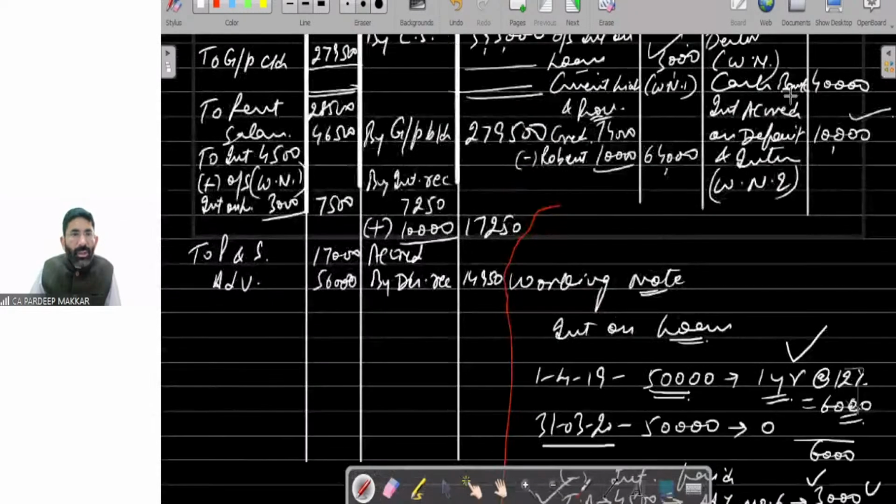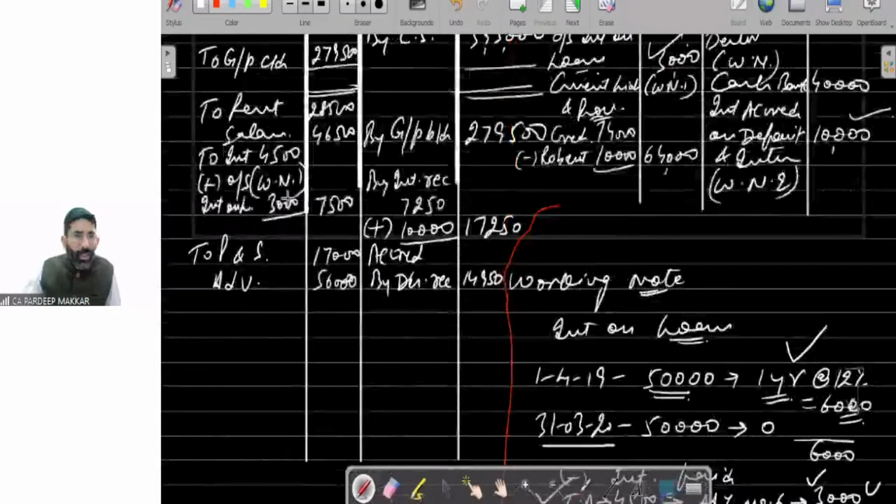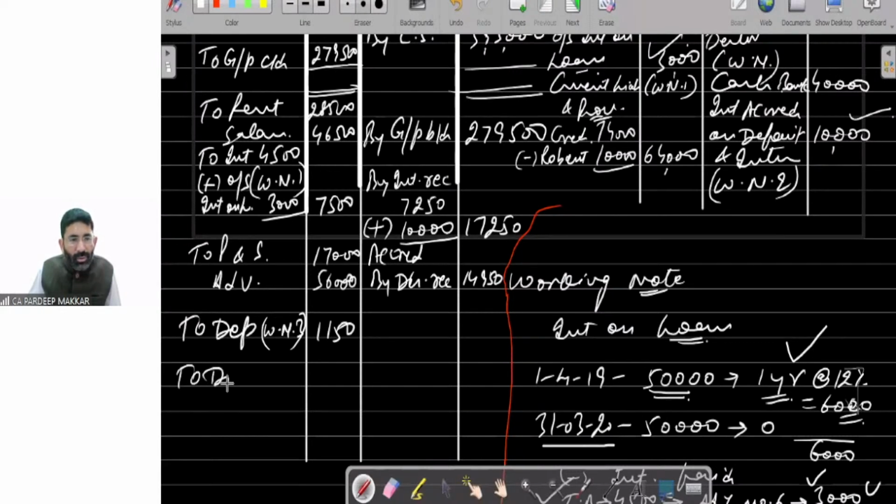So discount allowed, depreciation is there. So how much is the depreciation beta? See it. Depreciation is 1150. So that will be entered here, depreciation on furniture 1150. This is working note number 3. Then discount allowed will be entered 37700. Then general expenses will be 19,600.